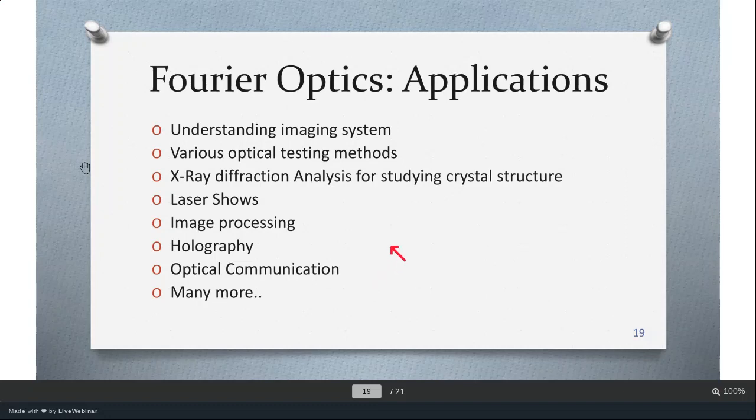These are just a few applications which have come to my mind, and there are of course many more interesting and innovative applications which maybe students can reveal. They can do more experiments, more research on that. So these are the applications of the Fourier optics.